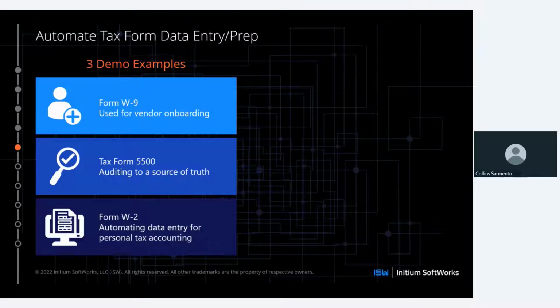The third demo we'll be looking at is taking a tax form W-2 and automating the data entry for personal tax accounting. So the W-2 will come in, or multiple W-2s can come in, and it will combine them all into a single spreadsheet along with all the other tax forms submitted, and automatically create that 1040 for tax filing.